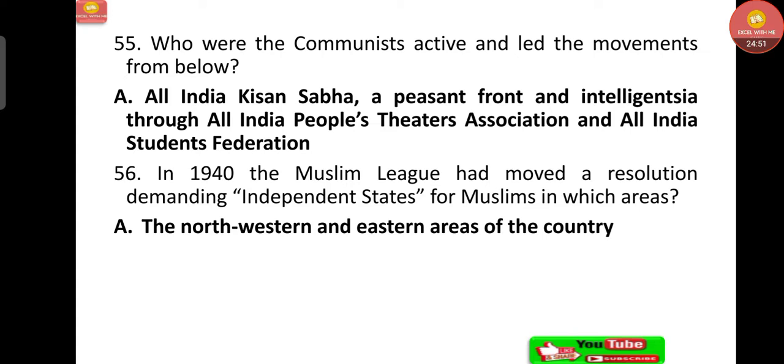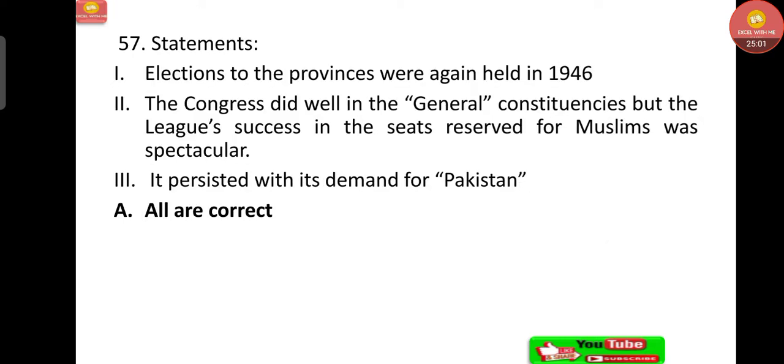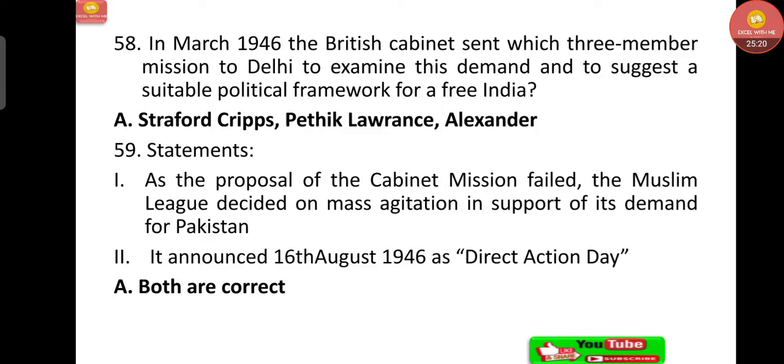Now, in the year 1940, the Muslim League had moved a resolution demanding independent states for Muslims in which areas? That was the northwestern and eastern areas of the country. Now let's see the statements. Elections to the provinces were again held in 1946. The Congress did well in the general constituencies, but the League's success in the seats reserved for Muslims was spectacular. It persisted with its demand for Pakistan. All are correct.